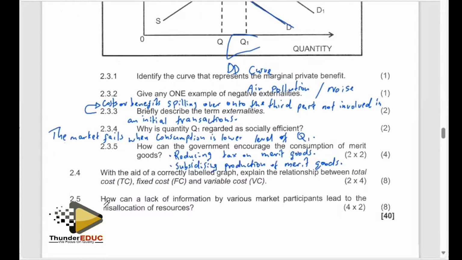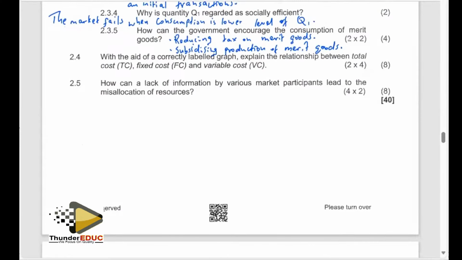Okay, right. So now let's check 2.4. So now 2.4 reads as follows. With the aid of a correctly labeled graph, explain the relationship between total cost, fixed cost, and variable cost.